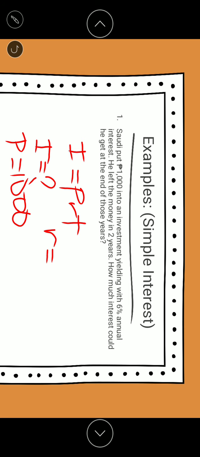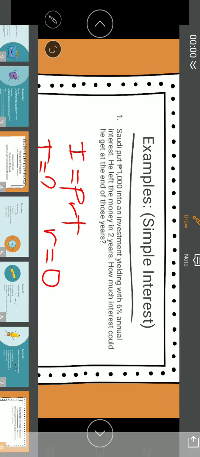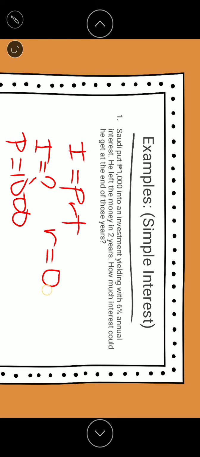So ang interest rate natin is R equals 0.06. Oops, I'm sorry. Next, ang time natin, makikita naman din, is 2 years. So, 2. So, in this, nakuha na natin ang formula na gagamitin natin and the given facts or values na makakatulong sa atin sa pag-solve ng problem.